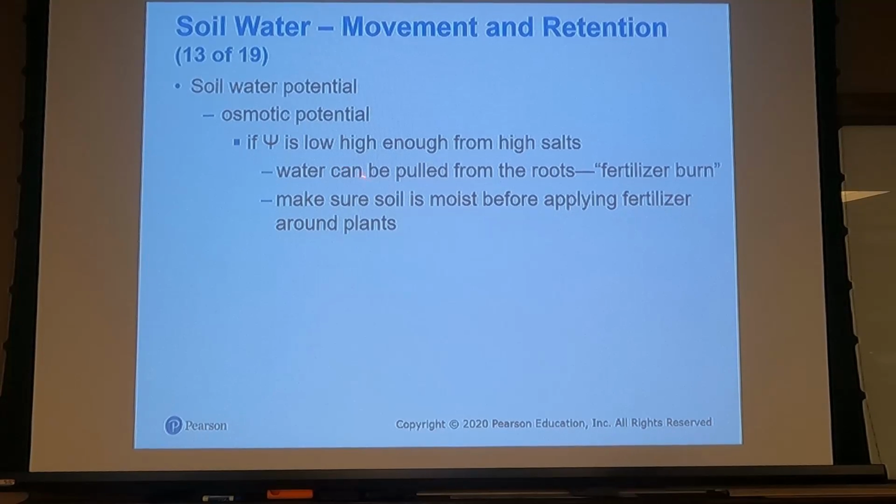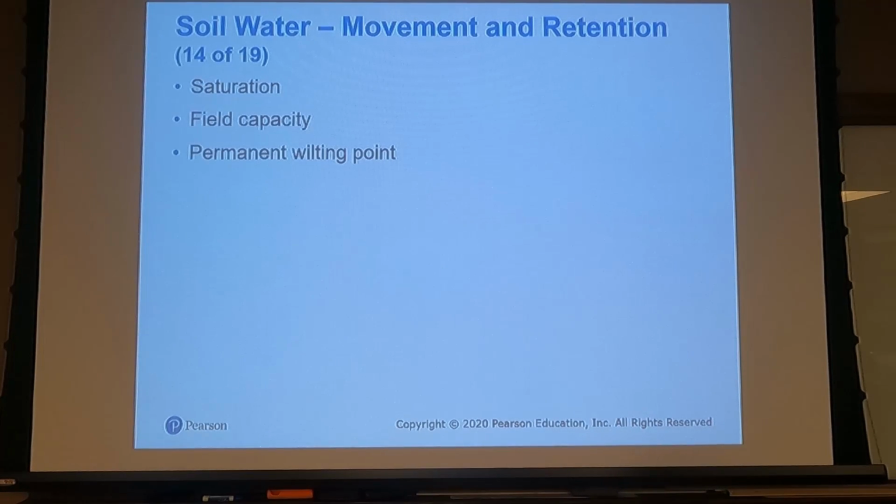And this is, as I was talking about earlier, where that water can be pulled from the roots and cause a fertilizer burn. So that's another reason why we want to make sure that we're applying water when we apply fertilizer, so that we can make sure that there's enough balance and that we can dissolve that fertilizer, and that we also don't create that osmotic potential from having a high salt concentration.